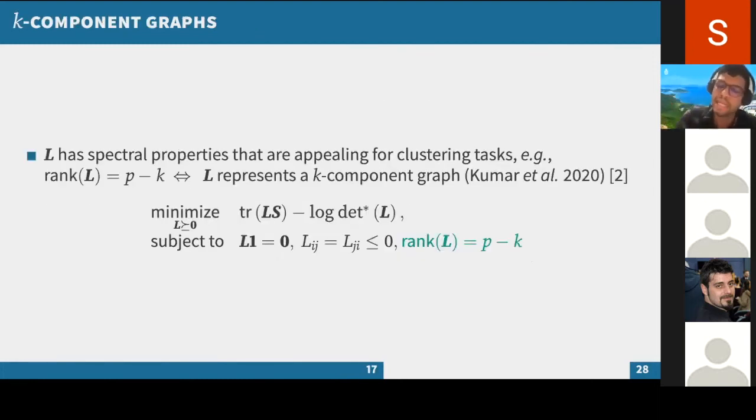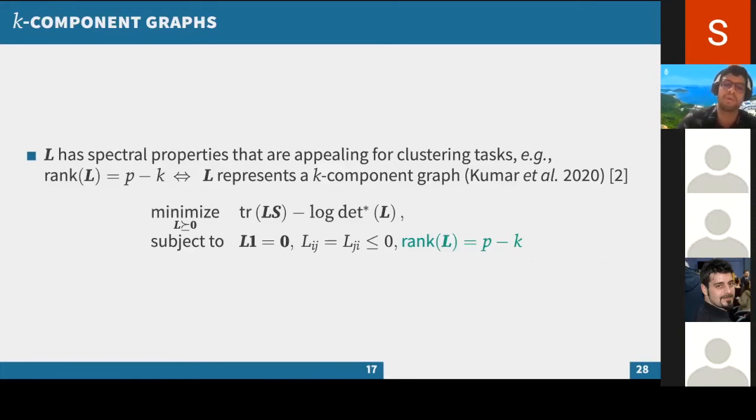The Laplacian matrix, apart from those properties that I discussed before, has a very interesting property, which is that if you can control the rank of the matrix, you can control exactly the number of components of the graph.